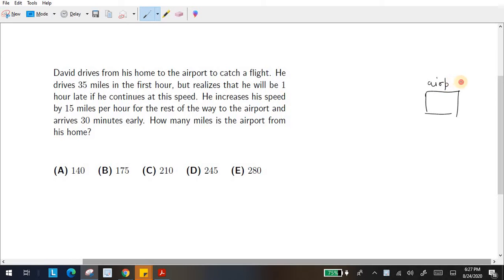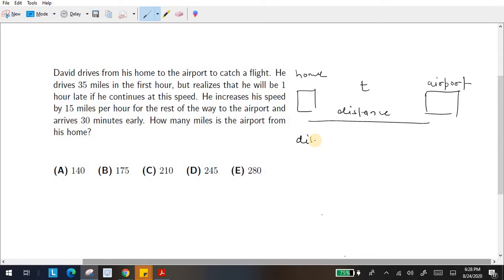Wait. Okay. Let's see very carefully. This is the airport. This is home. Right? One thing we know is that the distance is the same all the time, whether he moves fast or whether he moves slow. So basically, let's suppose he moves with a normal speed, and let's suppose the time he was taking is t in hours.